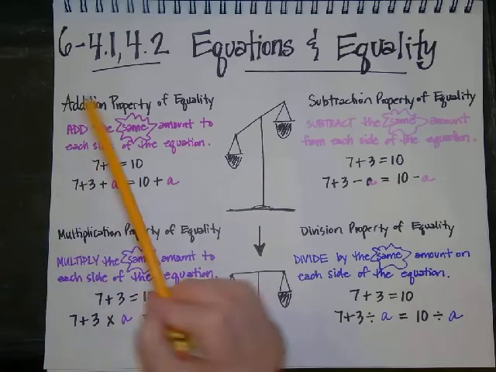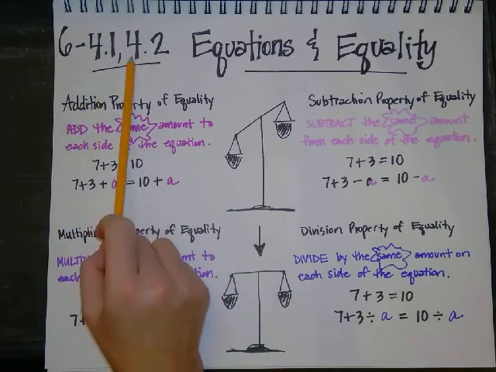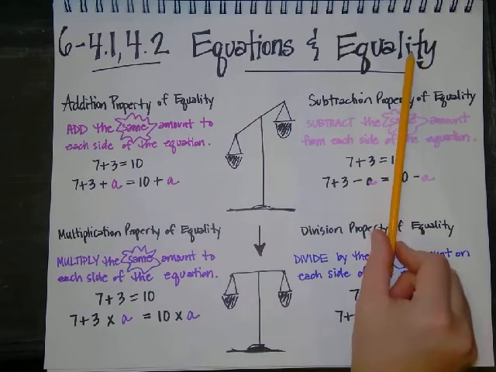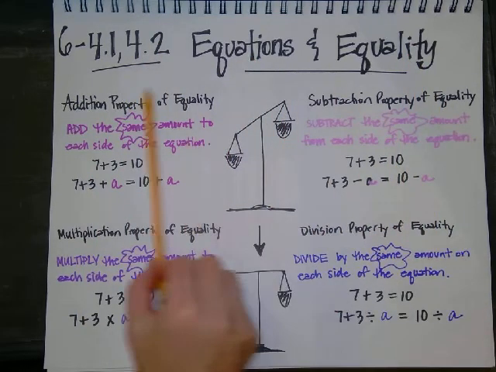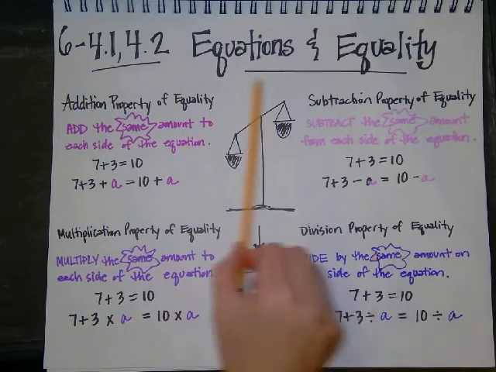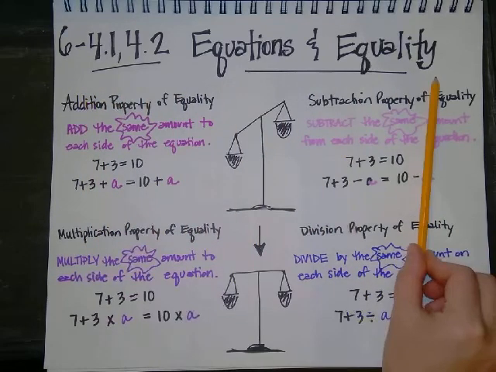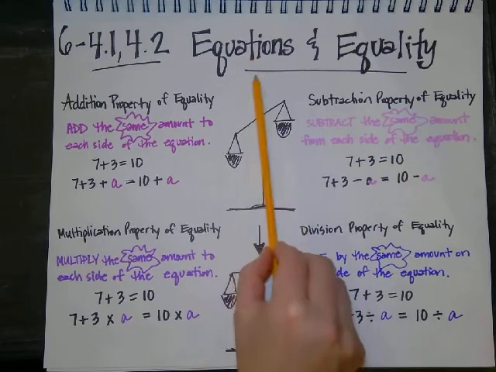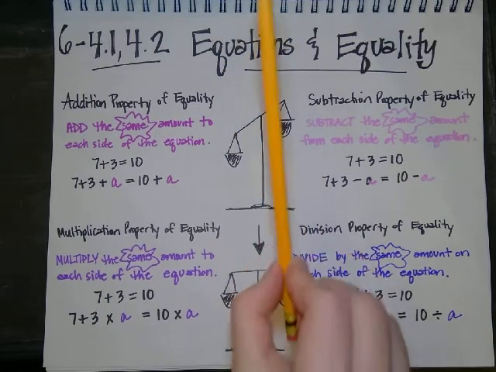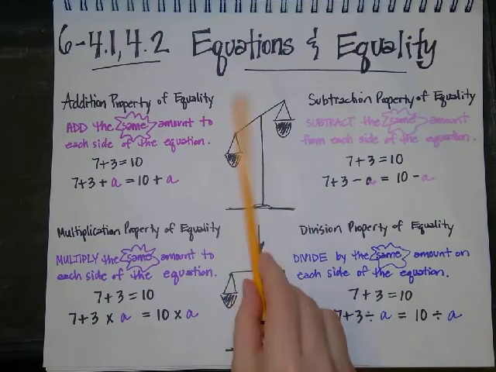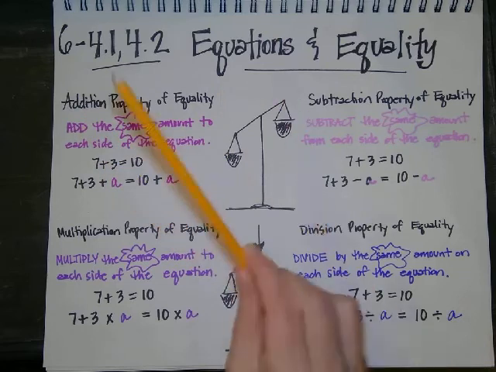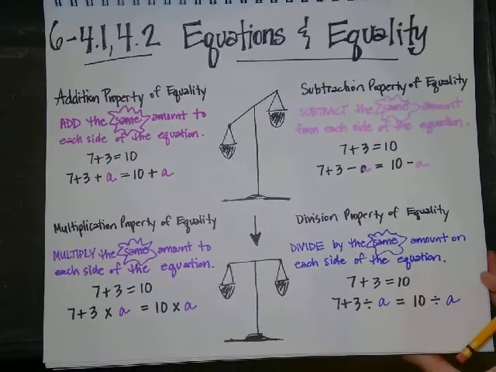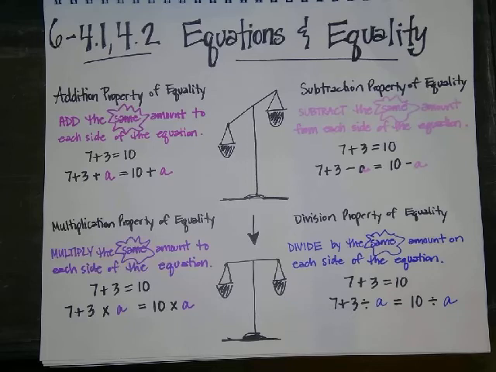I'm going to talk about the 6th grade sections 4.1 and 4.2. This is all about equations and equality. What you're going to find in this section is it's going to be pretty straightforward, but it's important that we talk about this because everything that we talk about in this video is something that you're going to see again and again and again throughout the rest of our work with equations. So let's get to it.